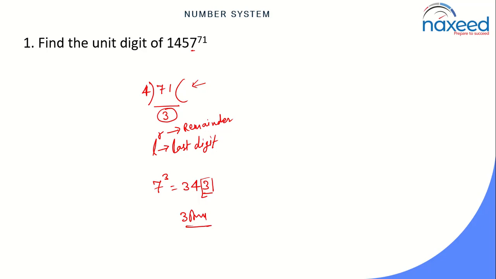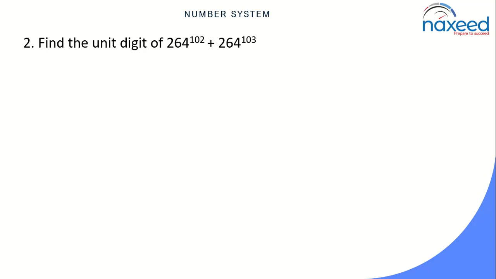Quickly, if we go for the second example. Now see, here the question is 264 to the power 102 plus 264 to the power 103. Once again, what is our first step? Our first step is we have to find out the last digit of a number. So we will divide this.